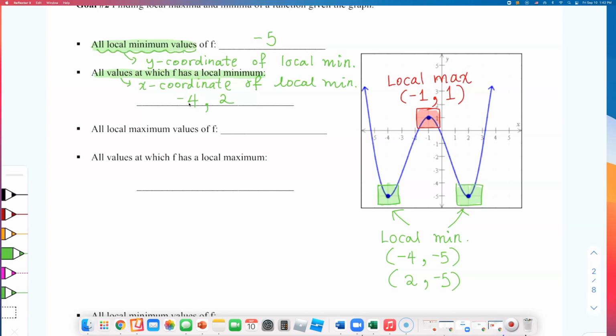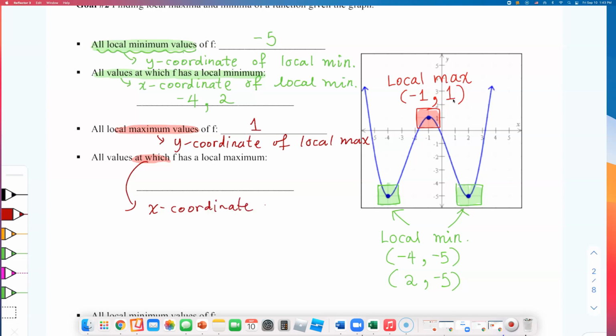Same thing for the maximum. Let's do that one. All local maximum values. If it's asking for the maximum value, it's asking for the y coordinate of local max. What is the y coordinate of the local max? It is 1. So you have to say 1. The next part is asking for all values at which f has local maximum. This is asking for the x coordinate of local max, which is -1.